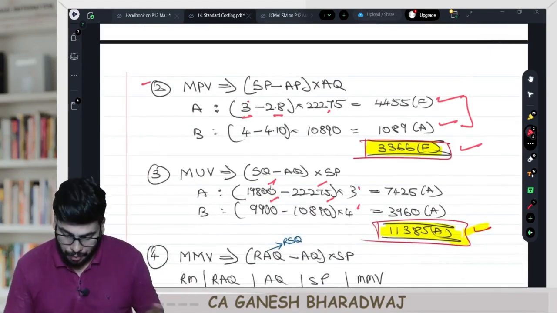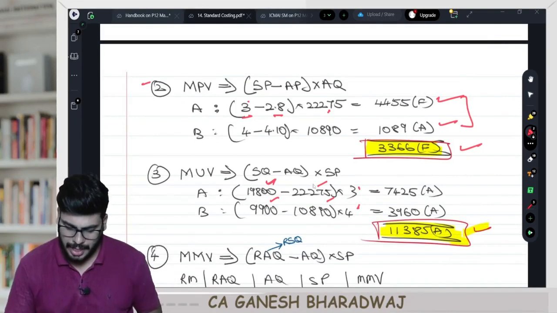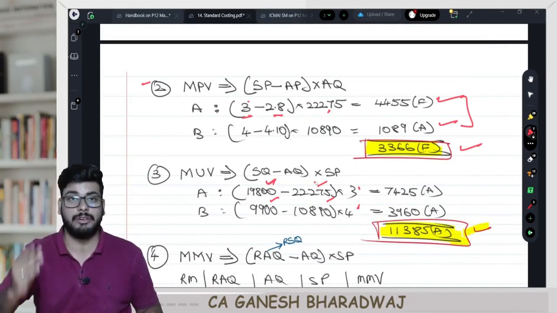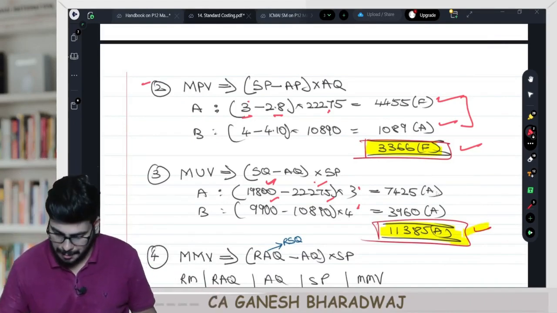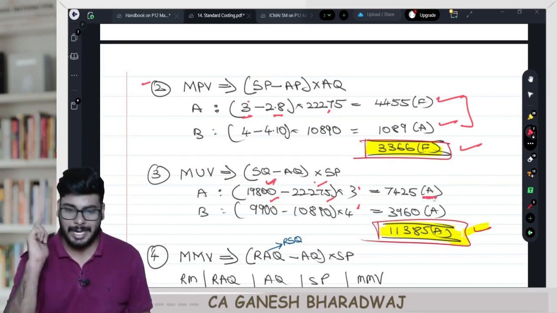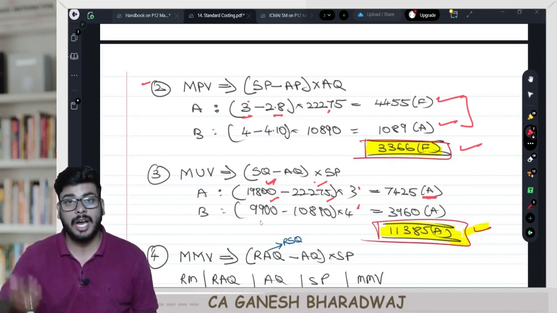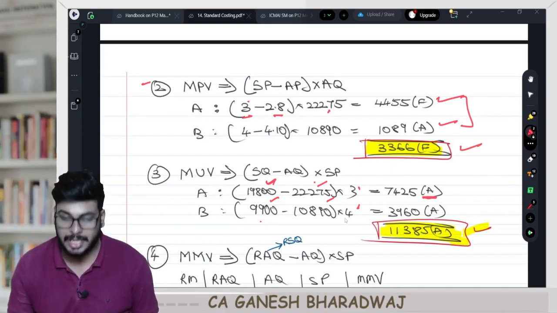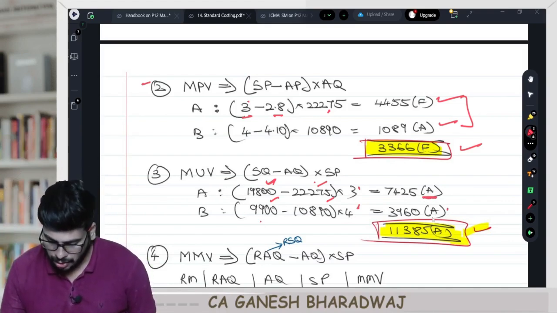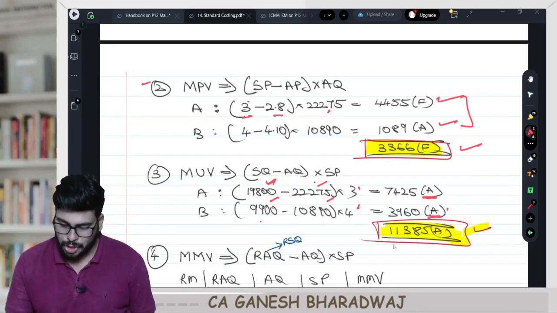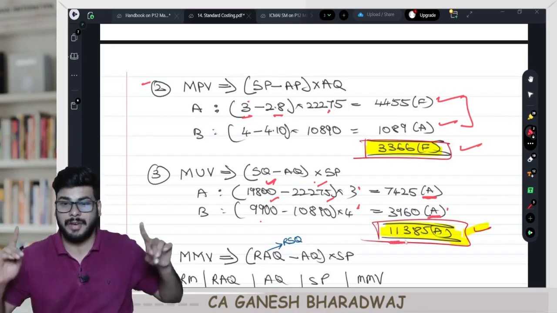So now guys, for raw material A, he should have consumed 19,800. He's consumed 22,275. Clearly it's an adverse variance. You multiply, you get the figure and put it as an adverse variance. Similarly, for raw material B, he could have consumed 9,900. Again, you've consumed 10,890. More you've consumed into 4. So here also it's an adverse variance. Add the two, you get 11,385 adverse. Clear with this, guys?